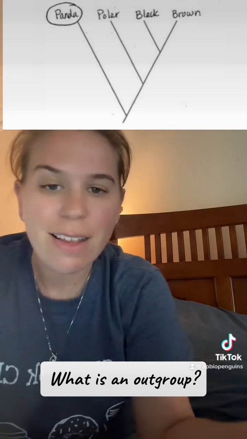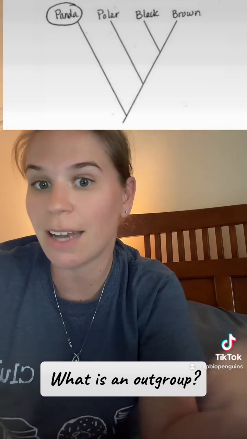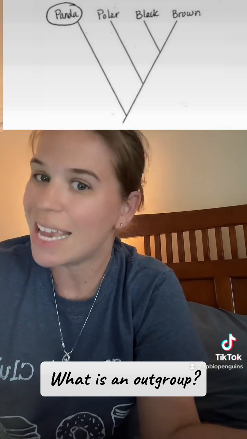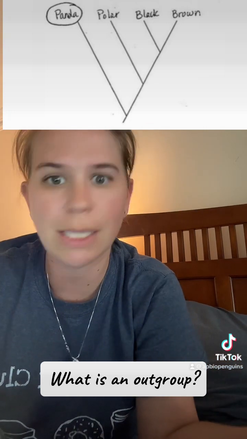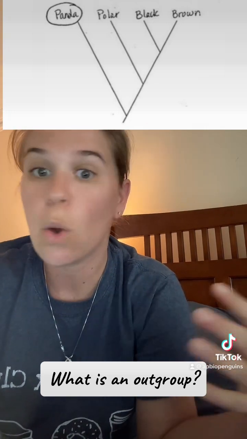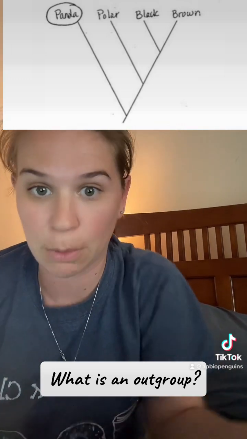Sometimes College Board is going to ask you, what is the outgroup? The outgroup is going to be the first organism that diverged off. How do I know that it's the outgroup? It has the least similarity with the rest of the organisms. It has the most amino acid differences, most DNA differences, whatever it has to be, that is the most different from all the other ones. It is the least similar.